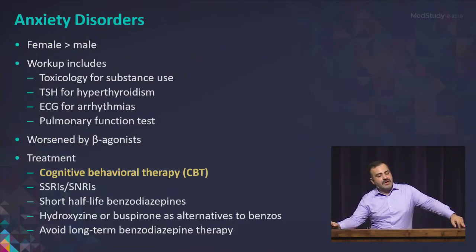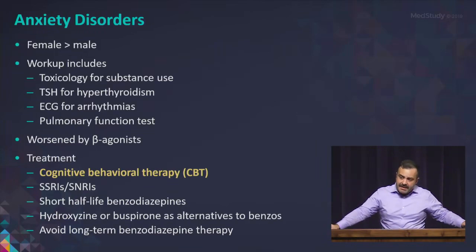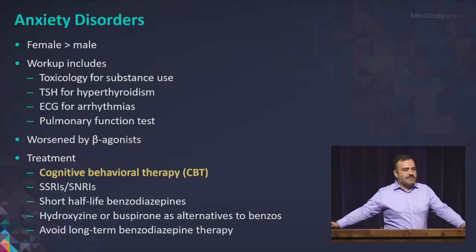Anxiety disorders are more common in females than males. As medical providers, there are a lot of medical conditions that can mimic anxiety disorders. Thyroid disorders are very common. Arrhythmias can look like a panic attack, so an EKG would not be a bad idea. Asthma can mimic a panic attack. And in terms of treatment, you treat it the same way you treat depression. And for therapy, you use cognitive behavioral therapy.